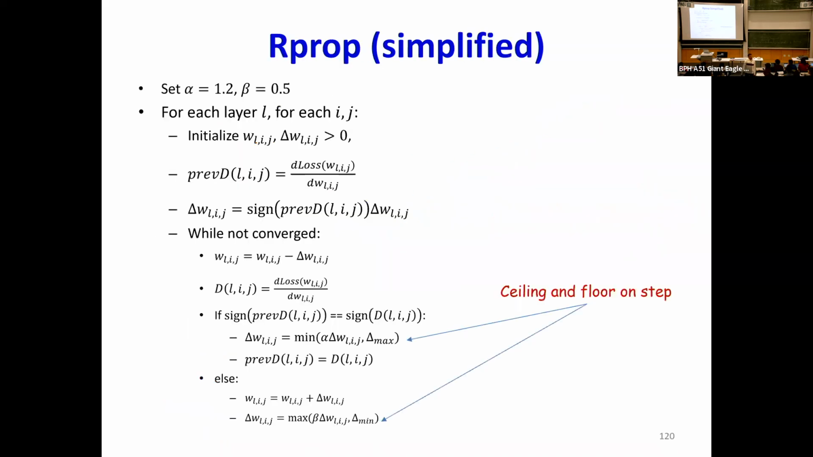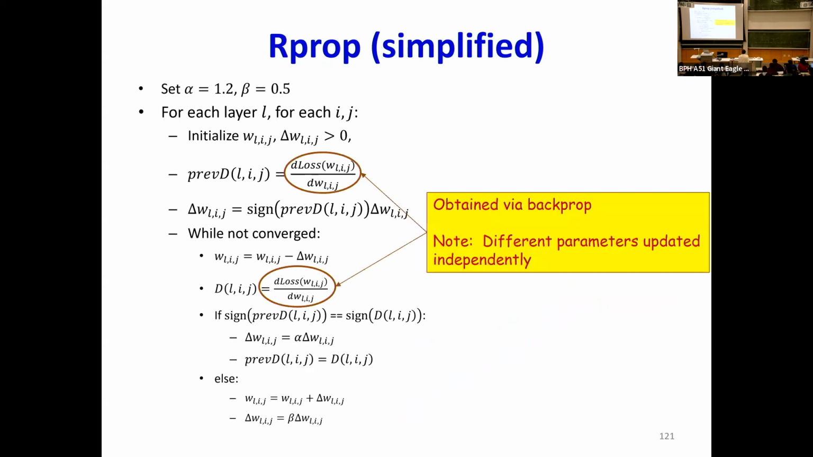But we said that this process is only for a single dimension. You would do this independently for each dimension. All you need to maintain is the current step size and the current derivative, right? So you don't need to store a lot of information. You will still need backprop to compute the derivative so that you can find the sign of the derivative. So backprop, yes.